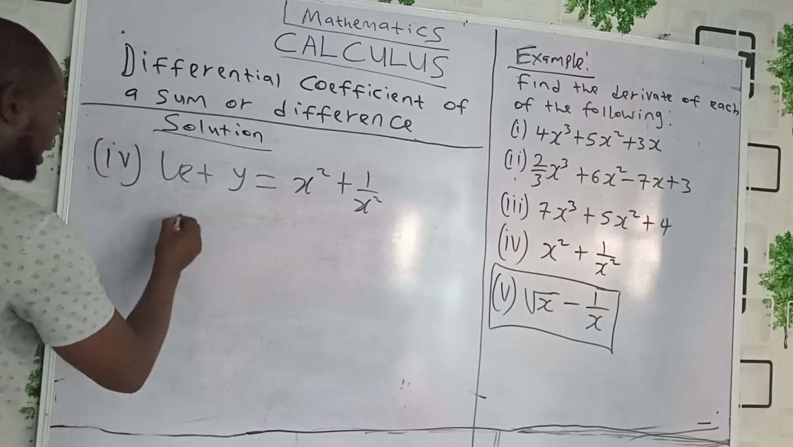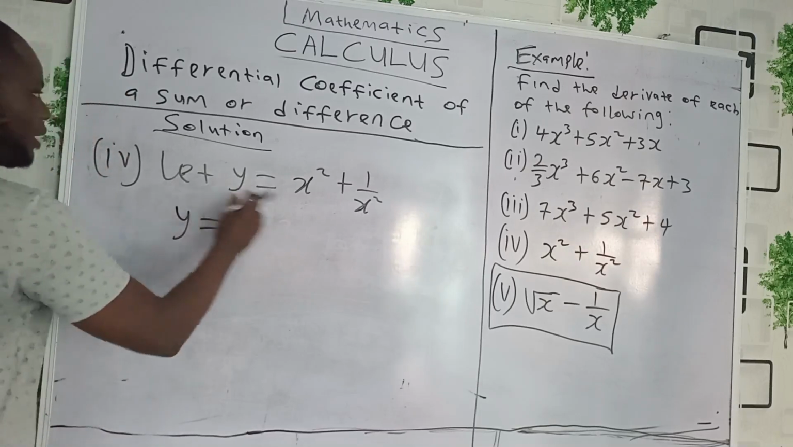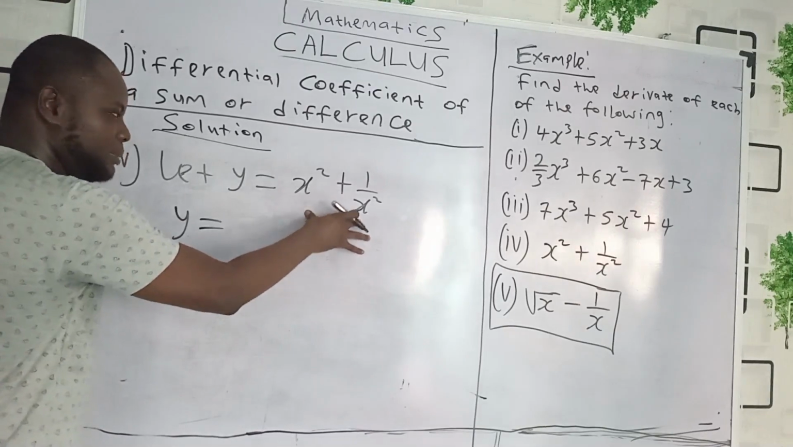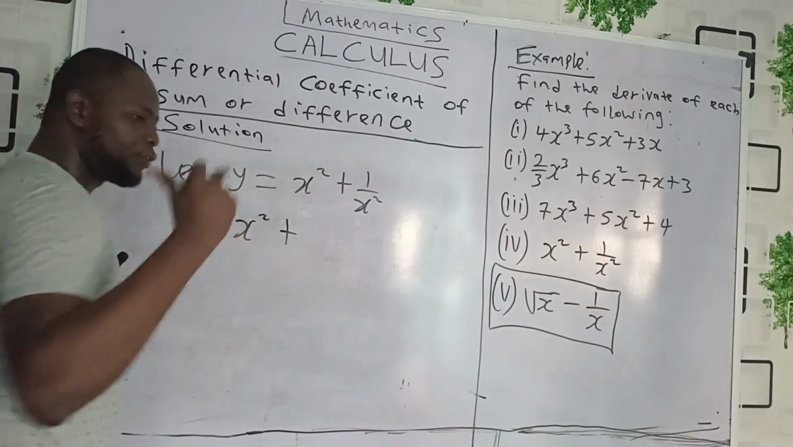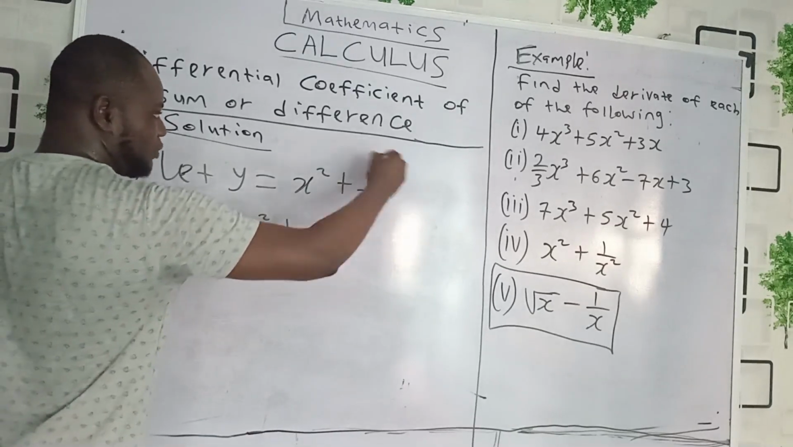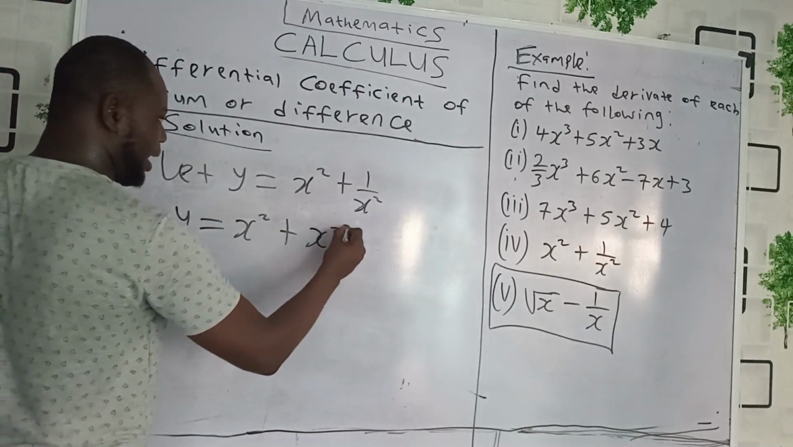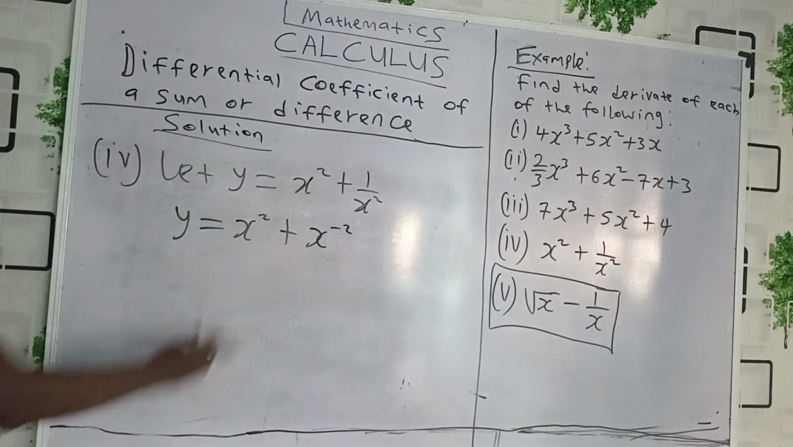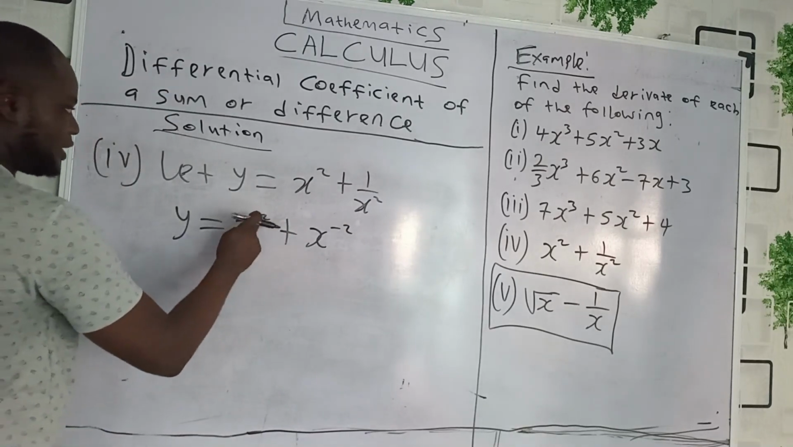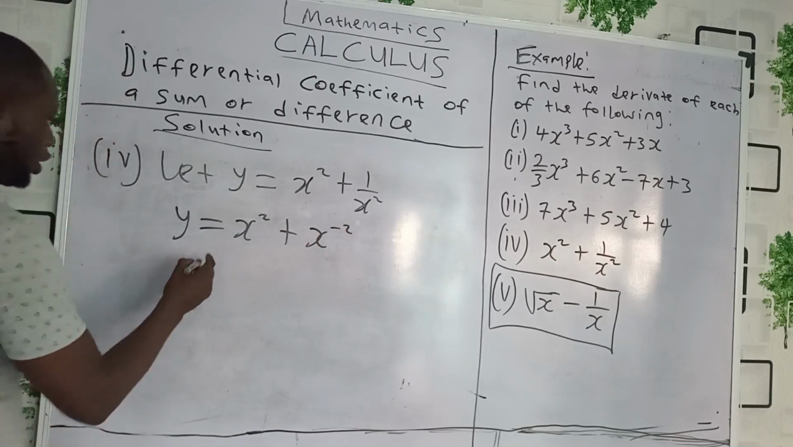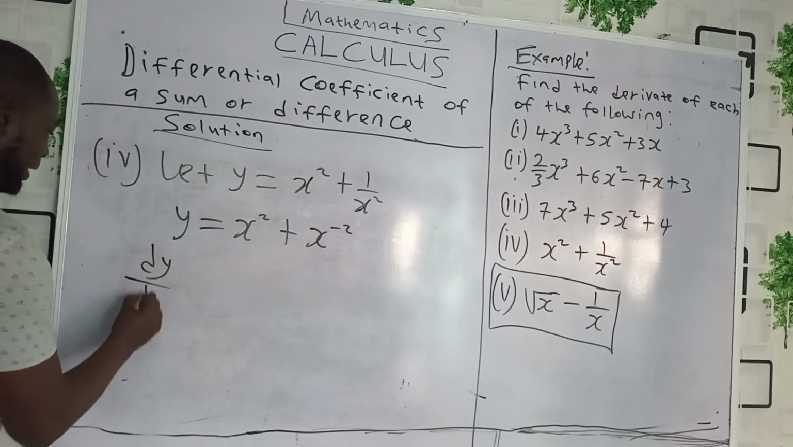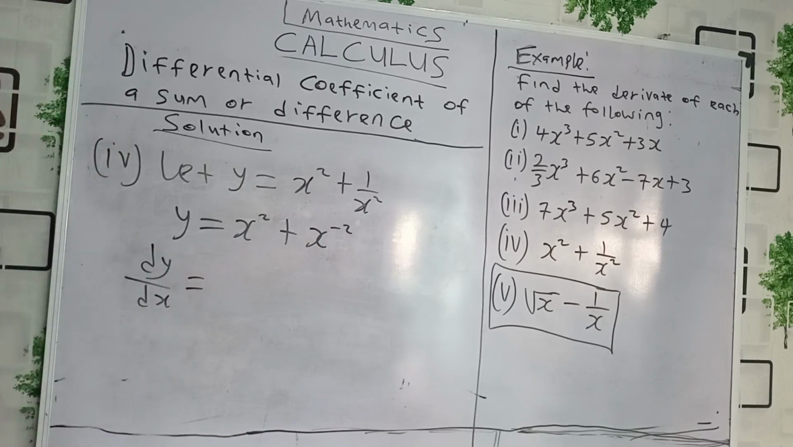What do I mean? I can say y is, that means you have to simplify this one first. So y is x squared plus, from the law of indices, how can I write 1 over x squared? I can write it as x raised to power minus 2. Wow, that's lovely. Now it is beautiful. Now I have this power here, I have 1 as coefficient, I have power minus 2, I have 1 as coefficient. So I can now differentiate.